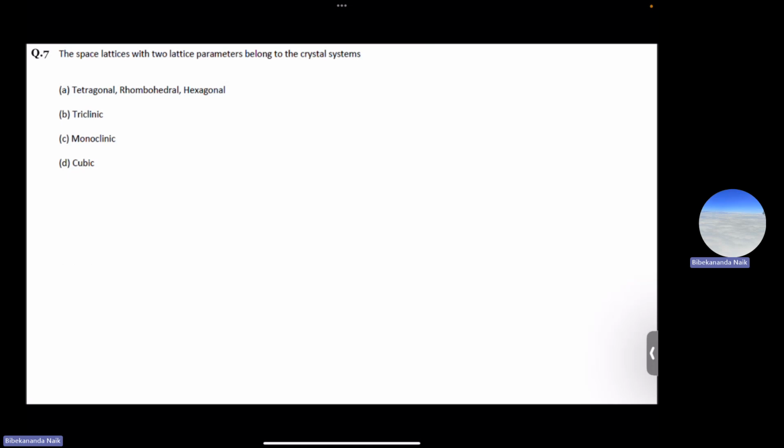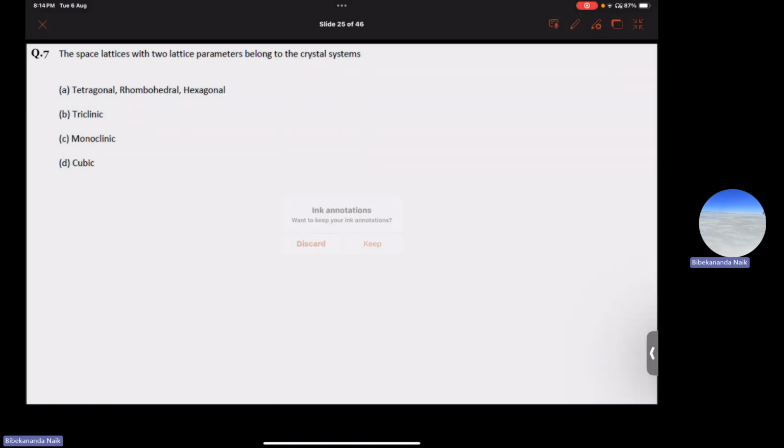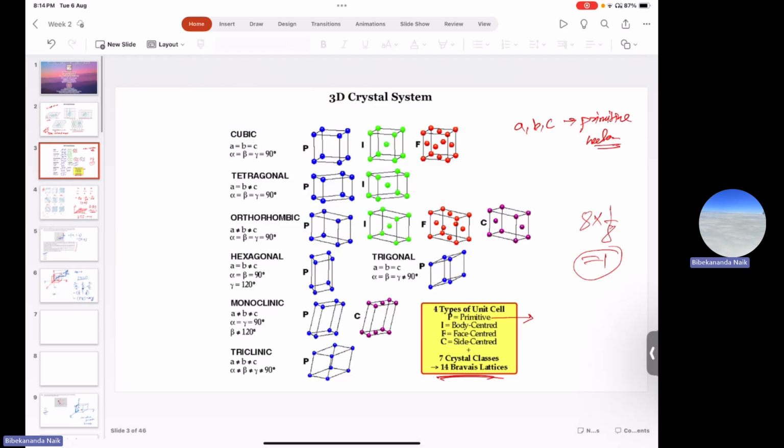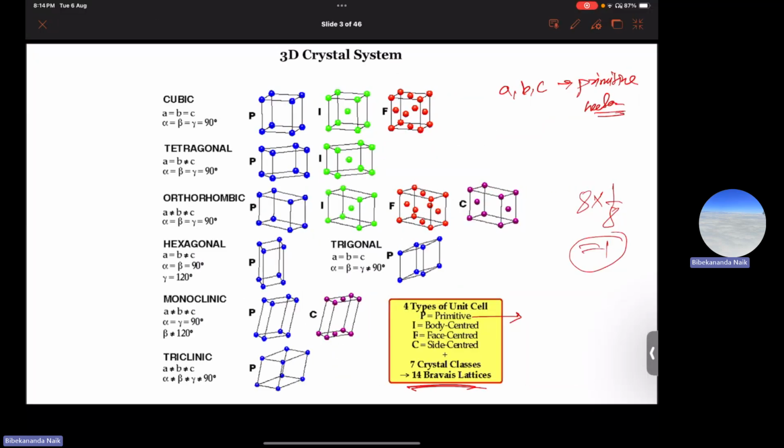Then question number 7: the space lattices with two lattice parameters belong to the crystal system. The options are option A, tetragonal, rhombohedral, hexagonal; option B, triclinic; option C, monoclinic; and option D, cubic. So if you go to the initial slides, today we discussed the three-dimensional crystal structures.